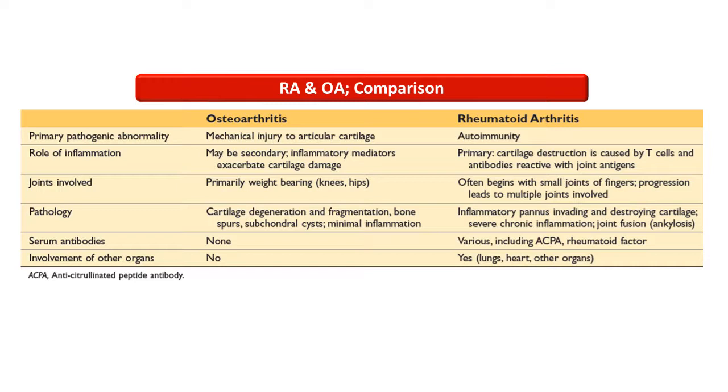Pathology of osteoarthritis is cartilage degeneration, fragmentation, formation of cysts, spurs, and minimal inflammation. While in rheumatoid arthritis, the inflammatory process is severe, and there is pannus formation and destruction of the cartilage and chronic inflammation with fibrosis first and then bony ankylosis. Serum antibodies are present in rheumatoid arthritis, such as rheumatoid factor and anti-citrullinated peptide antibody, while there is no antibody in osteoarthritis. Other organ involvement is frequent in rheumatoid arthritis, but osteoarthritis is not associated with any extra-articular manifestation.